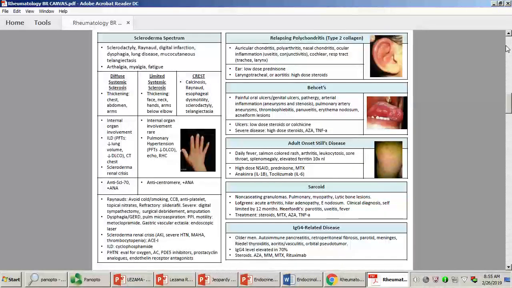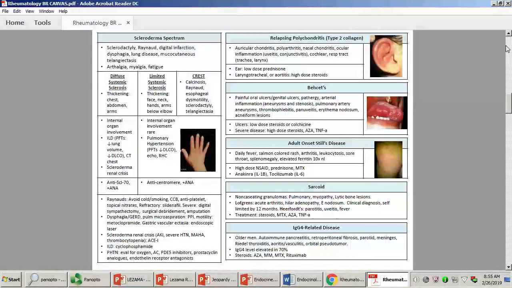All right, so systemic sclerosis or your scleroderma spectrum, right? Because it kind of is a little bit of a spectrum of things that we will see associated with systemic sclerosis. So we really are getting away from the term scleroderma in general. It really is systemic sclerosis.